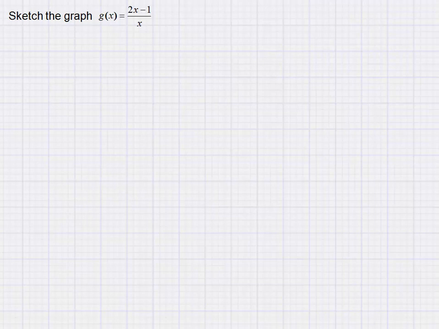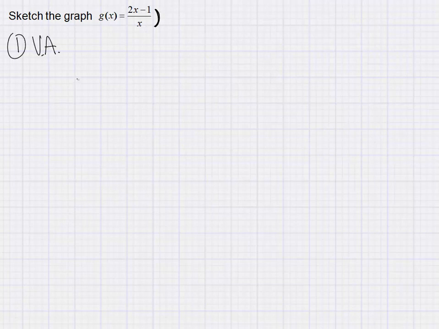Alright, here's another one. So we're going to sketch the graph of this particular function. Again, if you look at this numerator and denominator here, there's no common factors. I can't factor the top or bottom anymore. Nothing will cancel. This is my function, simplified as much as possible. So first step, vertical asymptote.